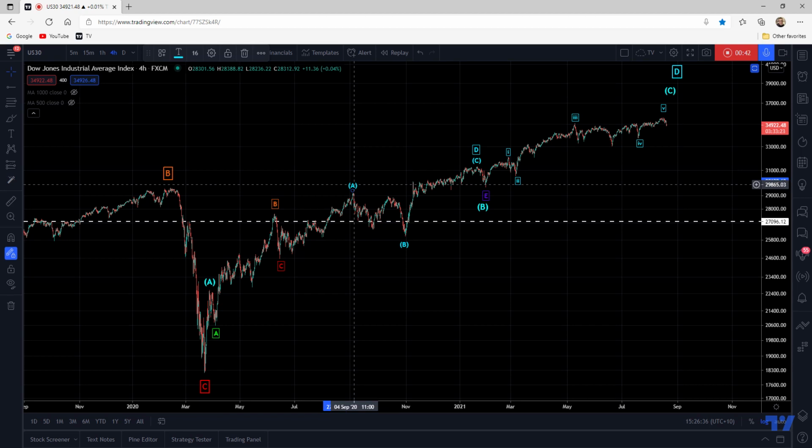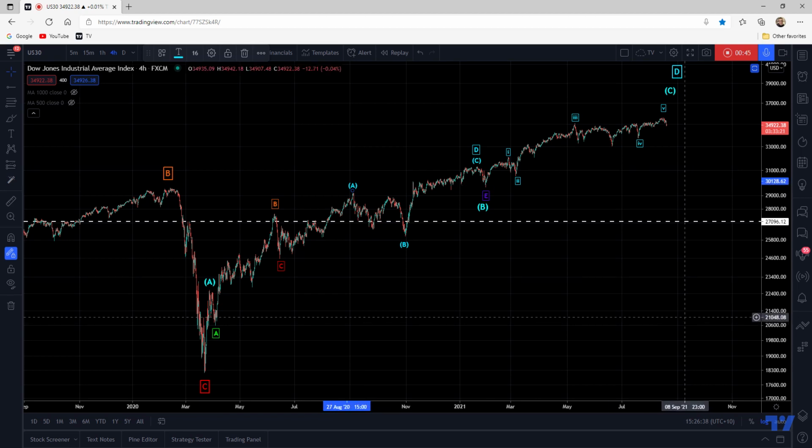Now, as you can see, I've got a completely labeled D wave. Okay, this D wave is basically complete. Now, am I saying that there's going to be a crash? Well, if the D wave is complete, then there's going to be an E wave, right? And that E wave is most likely going to be starting soon.